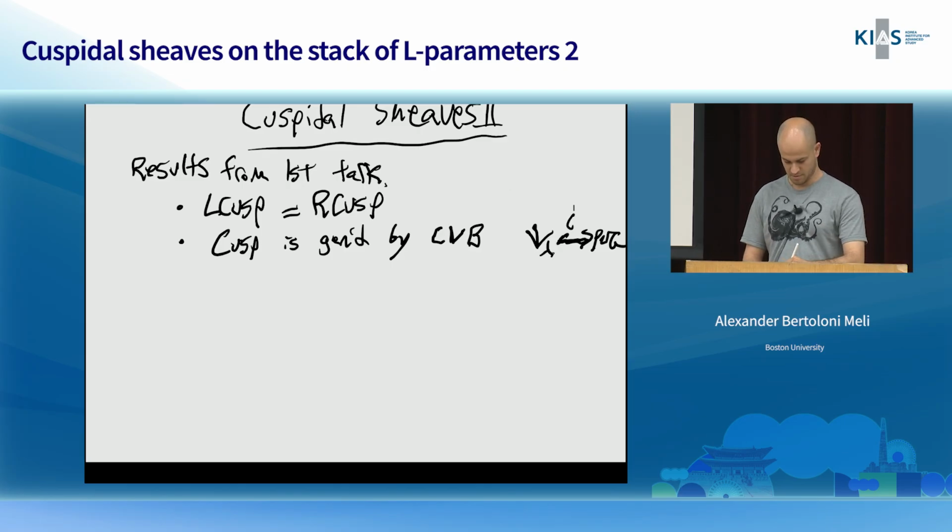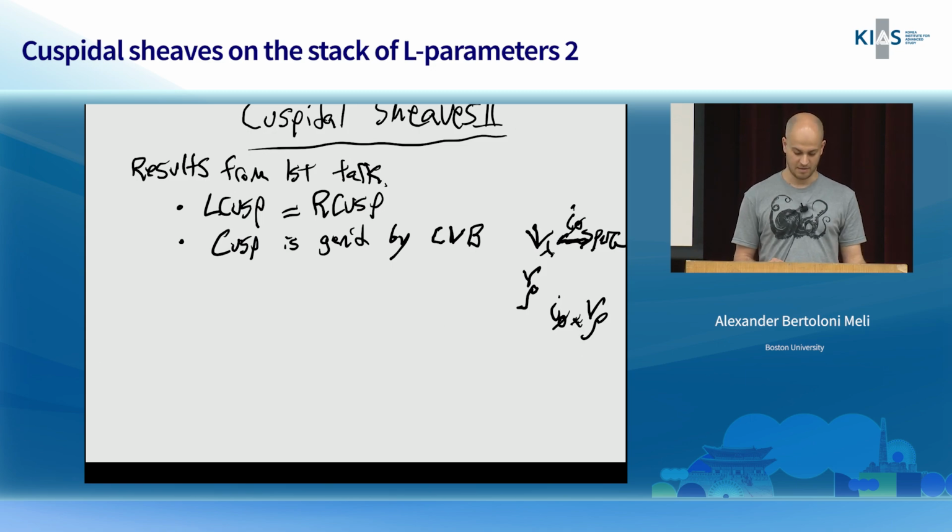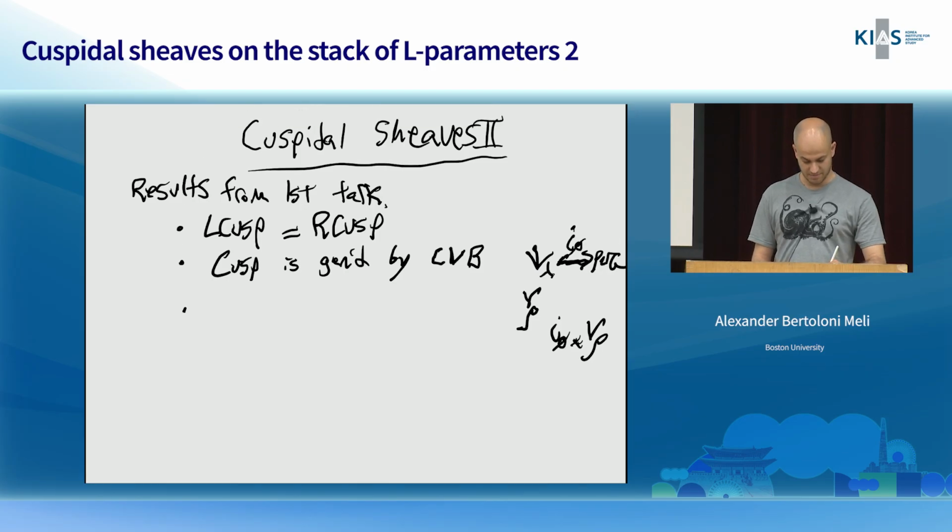So there's an inclusion like this, and then the cuspidal vector bundle is just, let's say there's some V rho, and it's just like I phi lower star of V rho. And then this category of cusp is semi-simple.